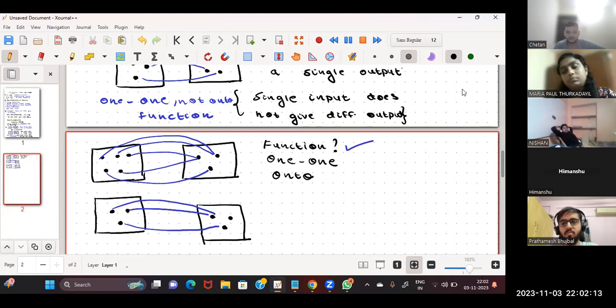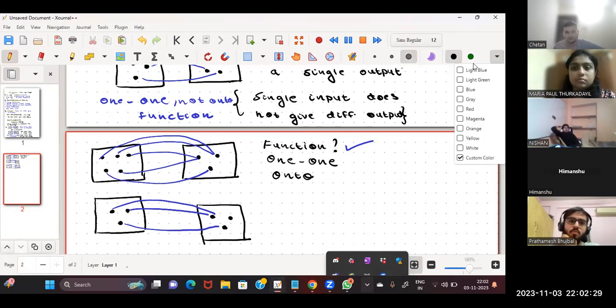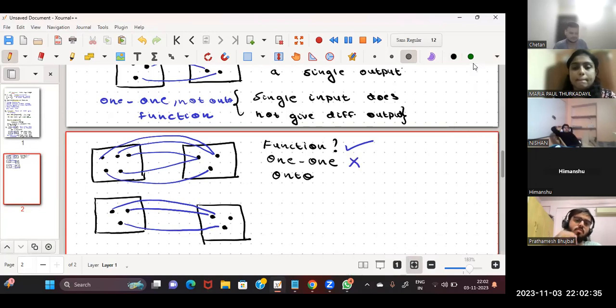For one input, we are getting no unique output, right? There are two inputs in the first box mapping to one single output. That means it's not one to one, it's two to one, right? So it's not one to one. Is it an onto function?